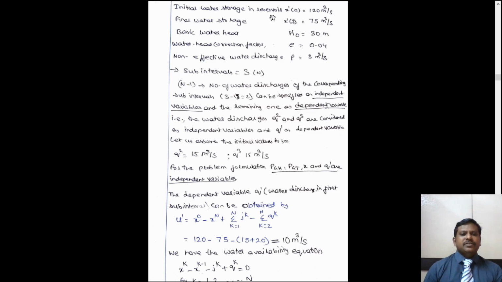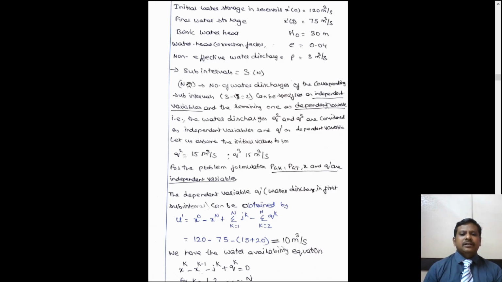So the initial water storage has been given as x0 = 120 meter cube per second. Final water storage is 75 meter cube per second, and the basic water head is 30 meters. The water head correction factor is e = 0.04. The non-effective water discharge rho is 3 meter cube per second, right? So the number of subintervals is equal to 3.